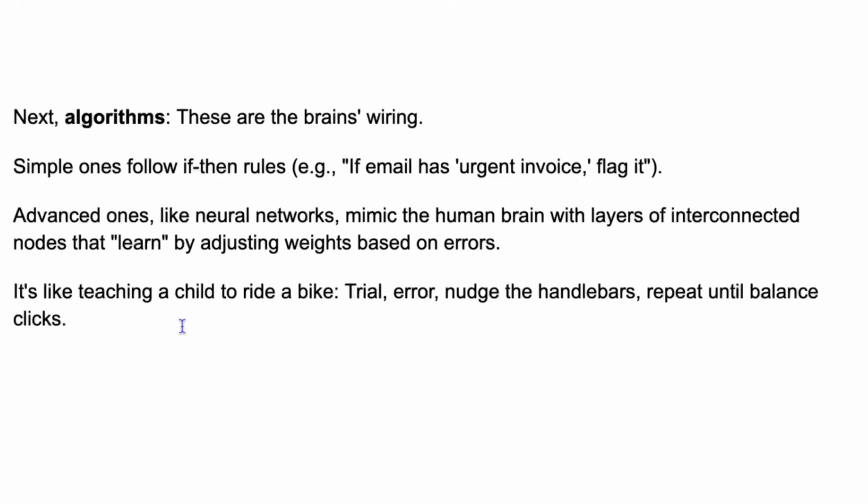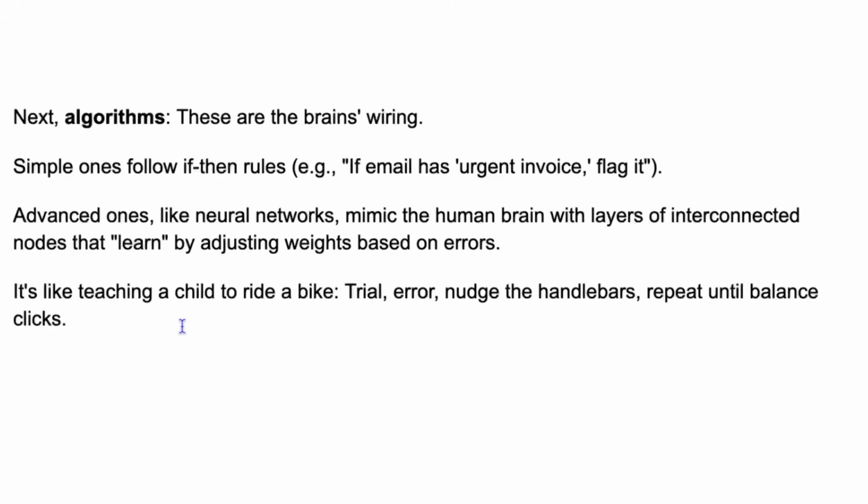The next piece is the algorithms. So this is the brain's wiring. Going back to the brain example, you have a bunch of synapses that are firing inside of your brain and combining all of the data that you're receiving and trying to make sense of all of that data. So the simple algorithms follow if-then rules. If this happens, then do this. That's basically the simplest form of an algorithm. But then inside of that one rule, there could be a bunch of other if-then rules.